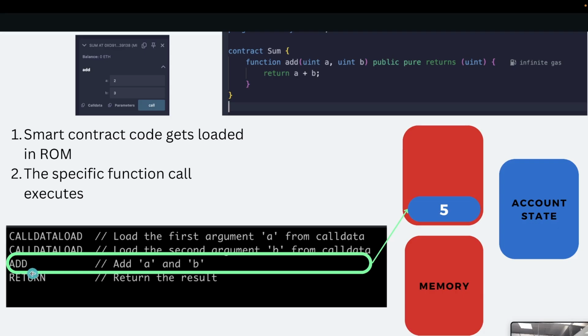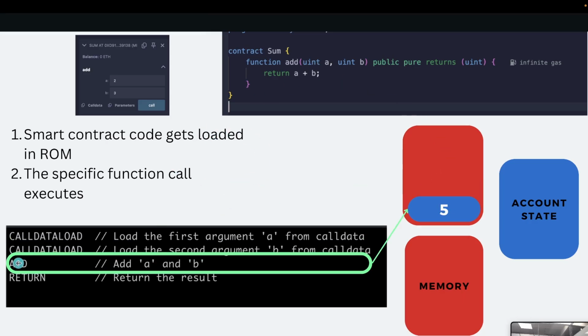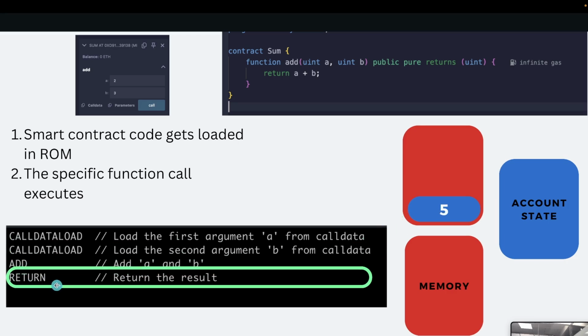Then add gets called. What does add do? It pops the top 2 elements, adds them up, pushes it back. ये दोनों निकालेगा, इनका sum करेगा, वापस डाल देगा. That is what the add opcode does. And lastly, we will return this value from this function. The stack will become empty. We did not have to touch the account state.